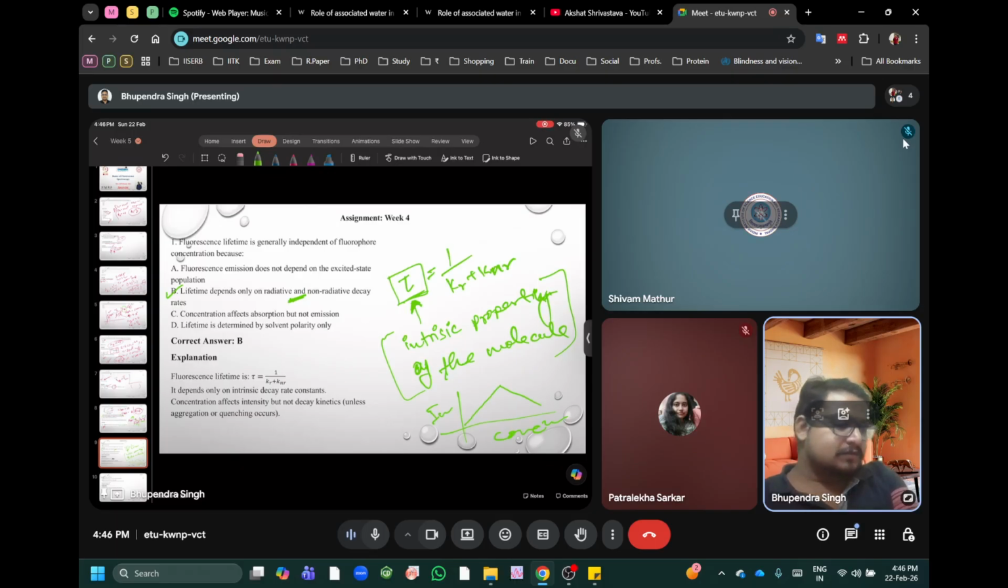Of course, as I already mentioned about the inner filter effect, if you keep on increasing the concentration of the molecule, the intensity of the fluorescence will increase. But after a certain concentration, the intensity of the fluorescence will decrease, as I was telling at this point, because of the front surface absorption and the inner filter effect. So that is why the option for this question is B: lifetime depends only on the radiative and non-radiative decay rates.